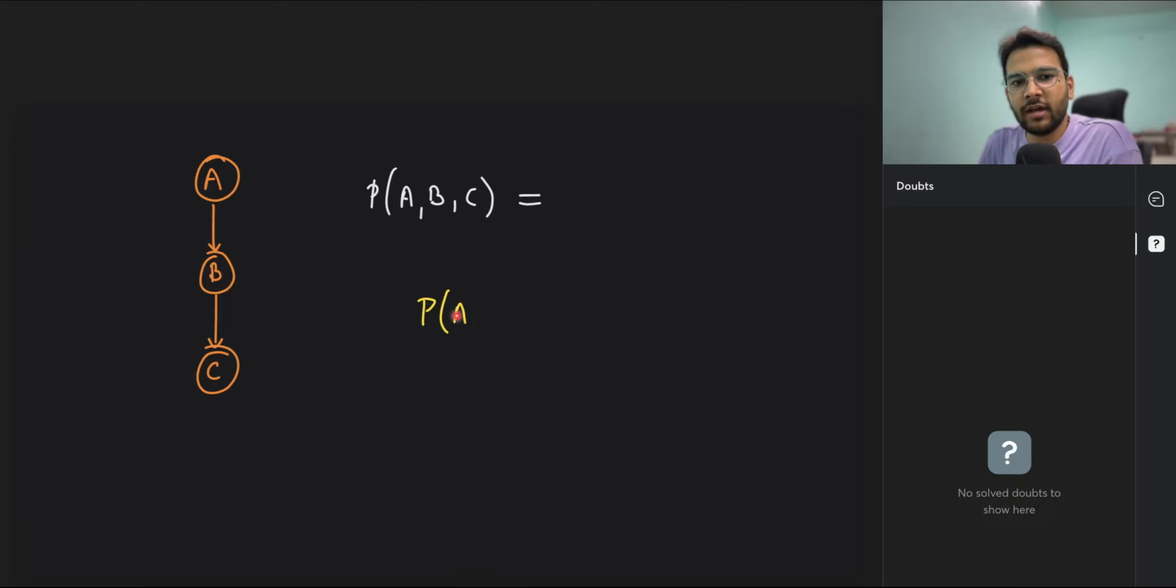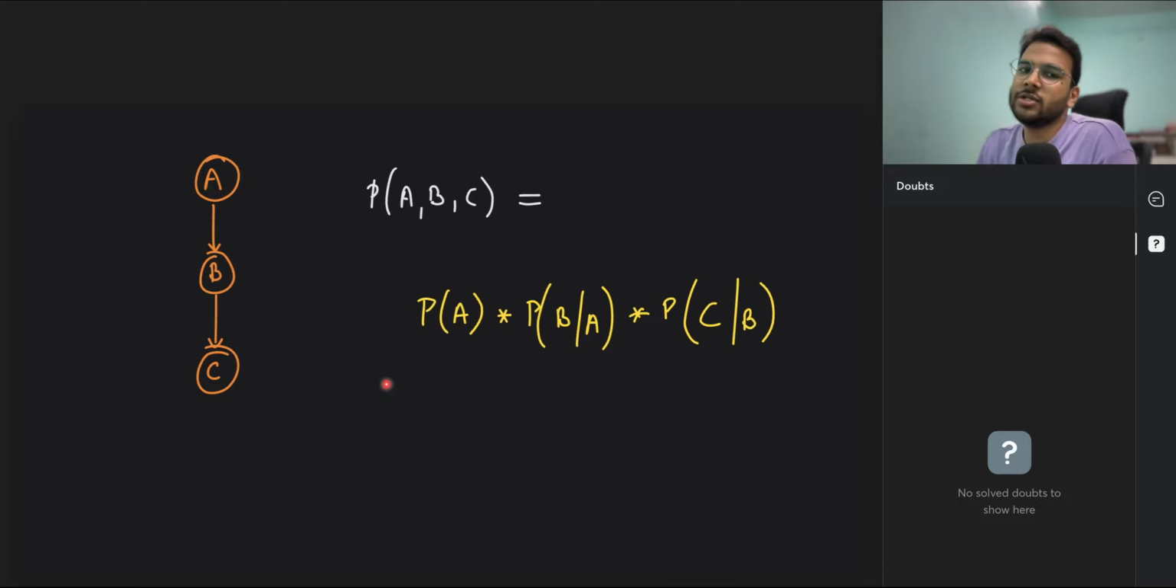So probability of A: there is no incoming edge to A, so you can simply write probability of A, multiplied by. What about B? B is conditionally dependent on A, so B given A. And what about C? C is conditionally dependent on B, so directly you can write B. C is also dependent on A, but we talk about the direct dependency, so we are going to consider only B, not A. Is this clear? So it should be C given B.